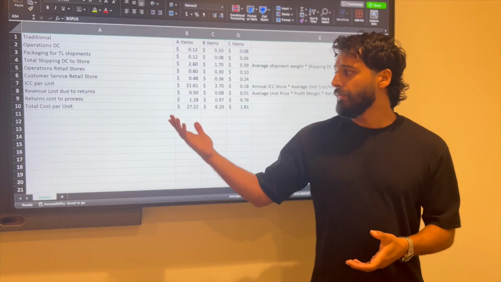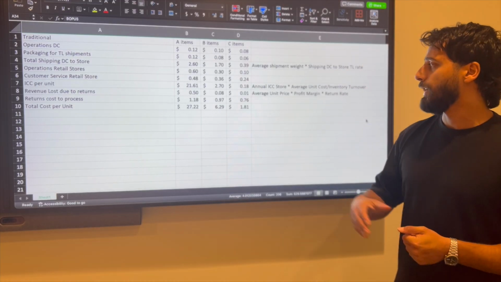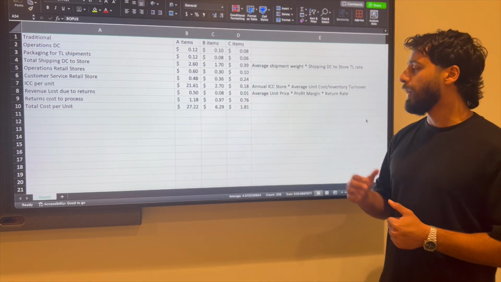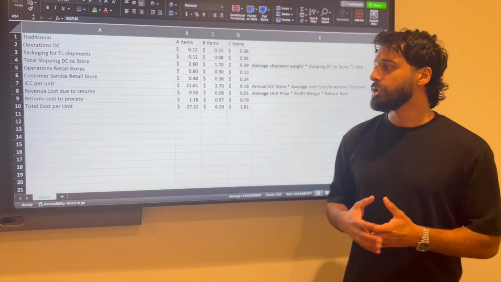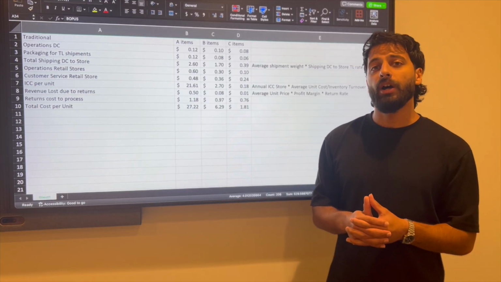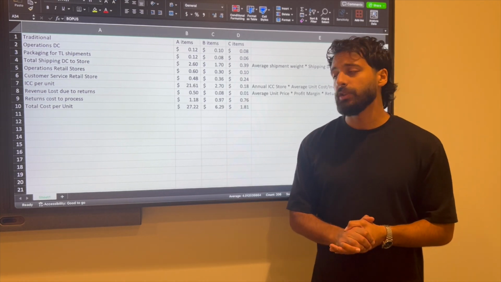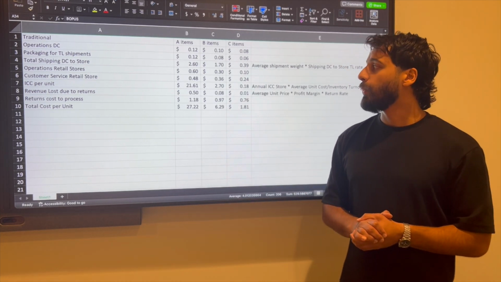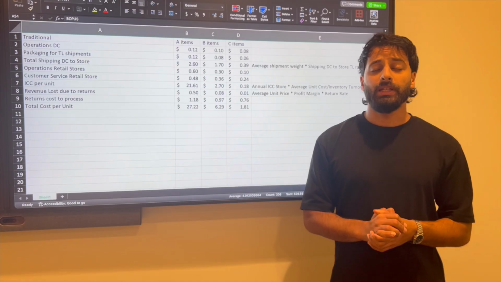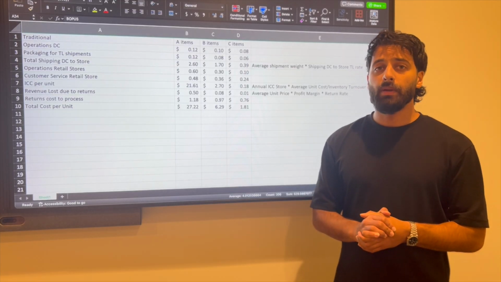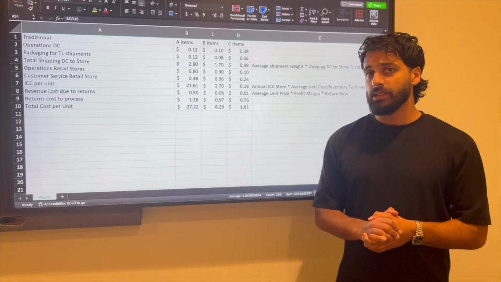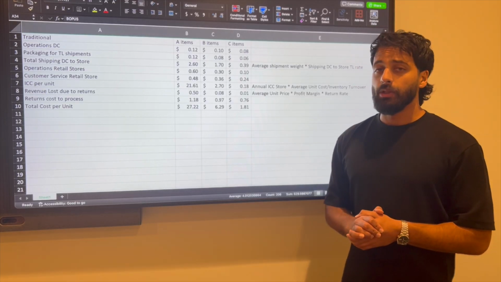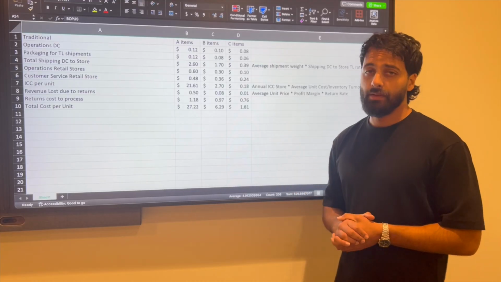Along with that, we have the revenue loss due to returns, which is calculated by the average unit price multiplied by profit margin multiplied by the return rate. Along with that, we have returns cost to process, and then total cost per unit, which comes out to $27.22, $6.29, and $1.81 for items A, B, and C respectively. Then we're going to move on and look at the other methods and see what other costs or expenses come into play whenever we look at the calculations and see how it differs.